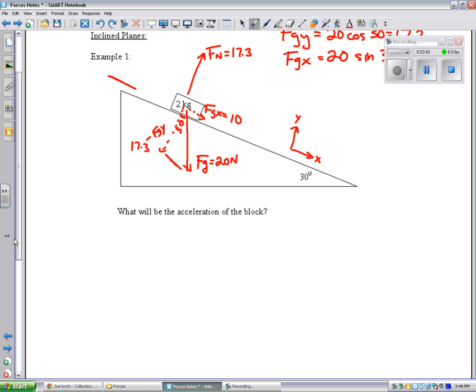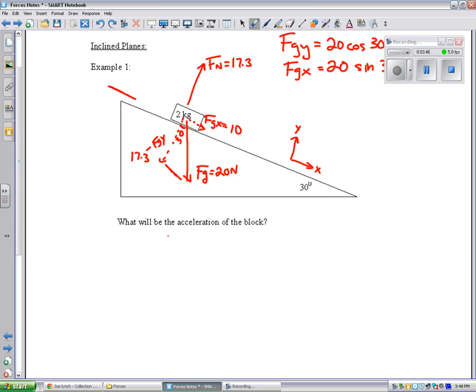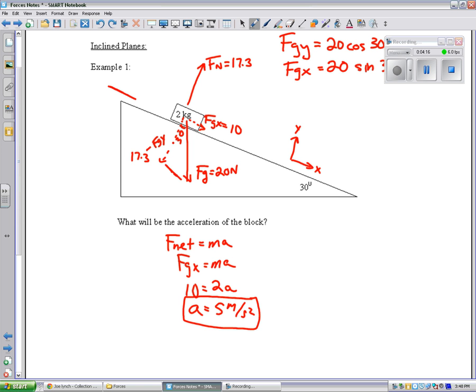We need to find the acceleration of the block. So we're going to do Fnet equals ma. It's moving in the x direction, so we're only going to use x forces. And in this case, the only x force is this FGX. So FGX is going to equal our ma. So FGX was 10, our mass was 2, and the acceleration's a. And when I solve that, I'm going to get a is 5 meters per second squared. Now that makes some sense because if it was falling straight down, the acceleration would be 10, and this is lower than that, so it makes sense.